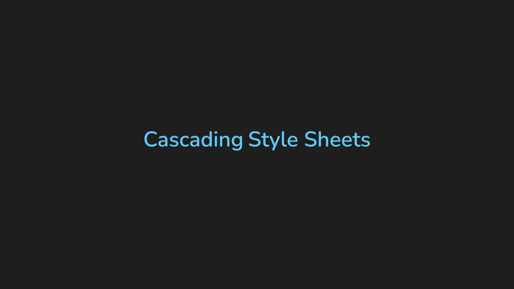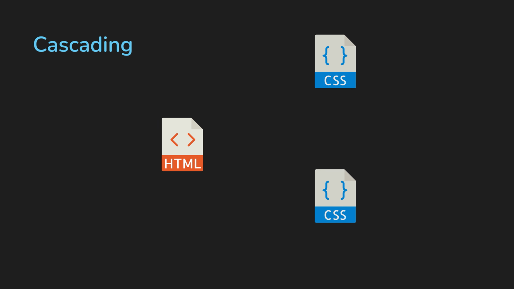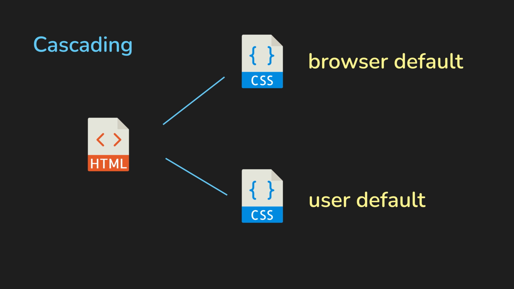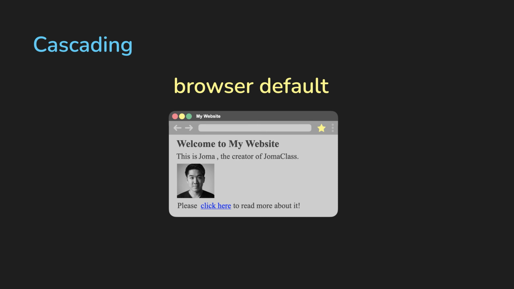So that was how we can use cascading style sheets. But maybe some of you might be wondering what cascading means and what does it have to do with styling? Well, let me tell you, an HTML document can have multiple style sheets attached to it. For example, there could be the browser's default style sheet and the user's style sheet. All browsers will have a default style sheet.